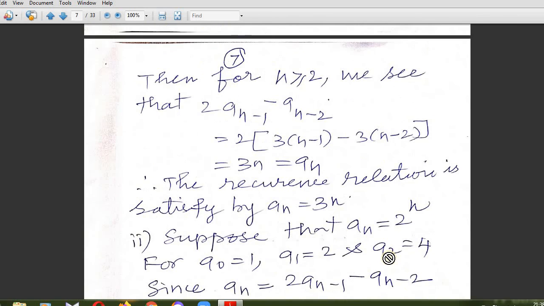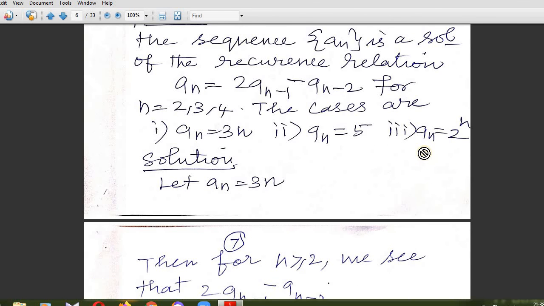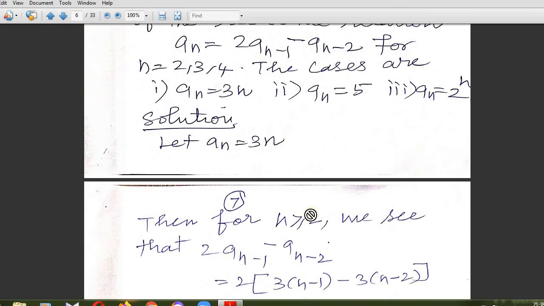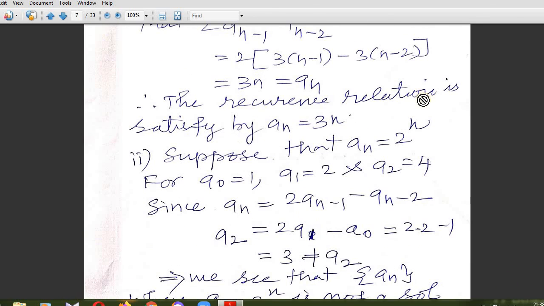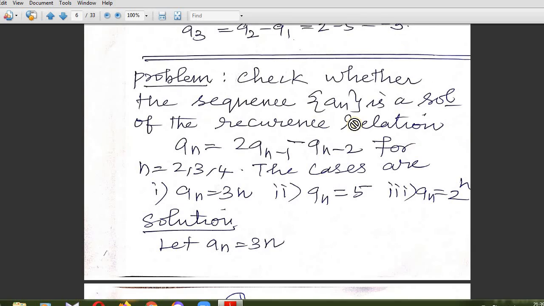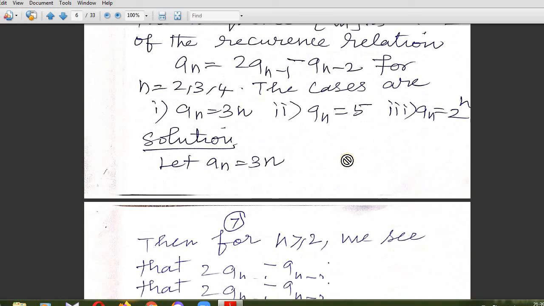Now the last problem we have to check is whether a_n equals 2 power n is a solution for this particular recurrence relation or not. That's what we have to check now. Suppose that a_n equals 2 power n. Now take the equation a_n equals 2a_{n-1} minus a_{n-2}. That's the given recurrence relation. Am I correct? This is the recurrence relation.